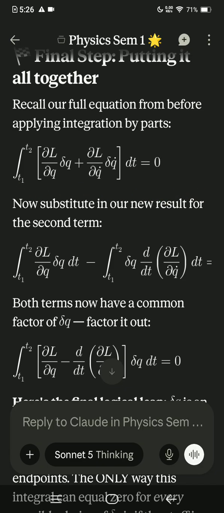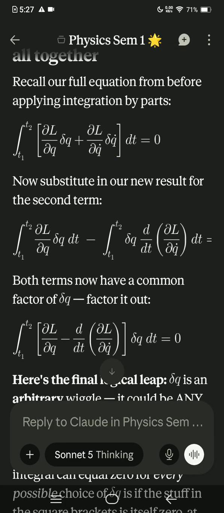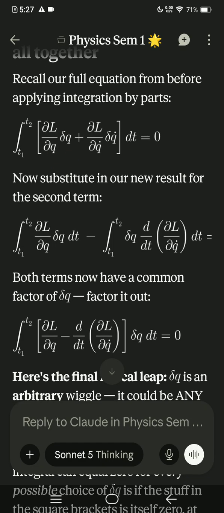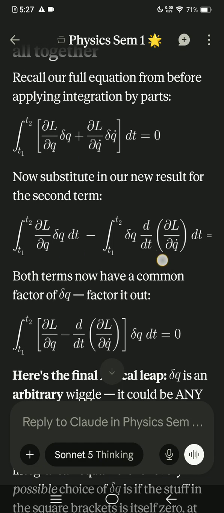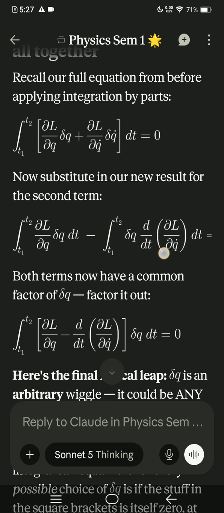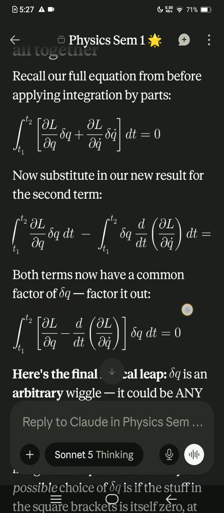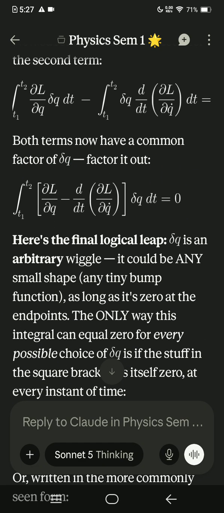Anyways, recall our full equation from before, applying integration by parts. Now substitute in our new result for the second term. For this term, we are going to substitute. So the integration is still there. This term is still the same. Minus sign outside, and this term we have substituted. Both terms now have a common factor, del q. Factor it out.